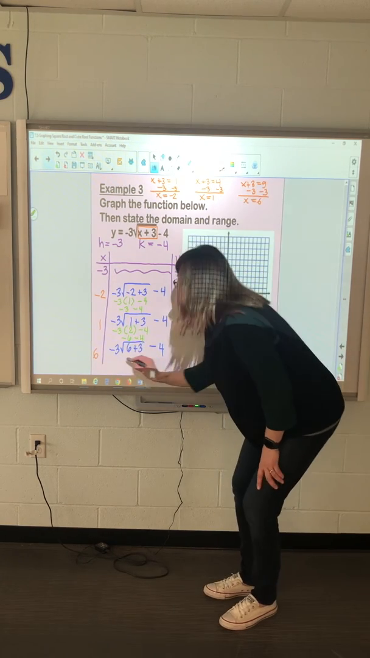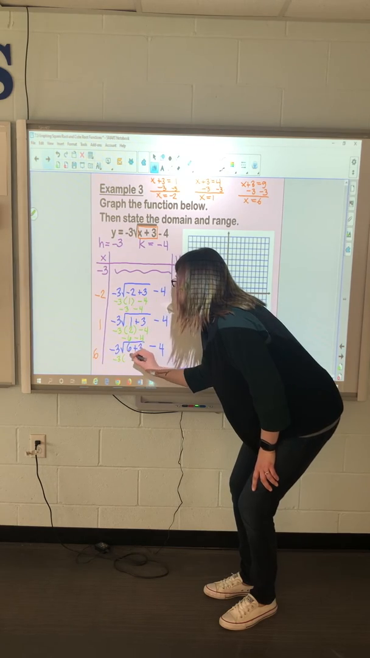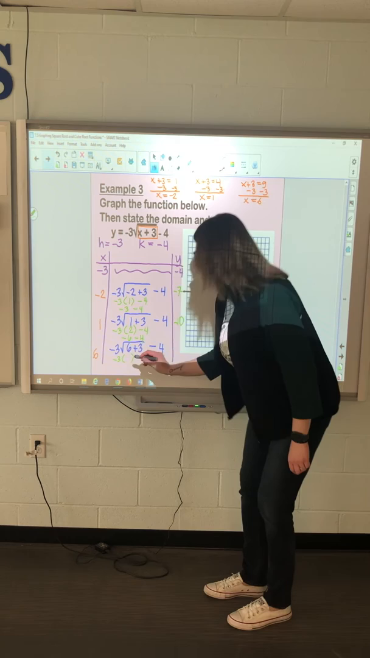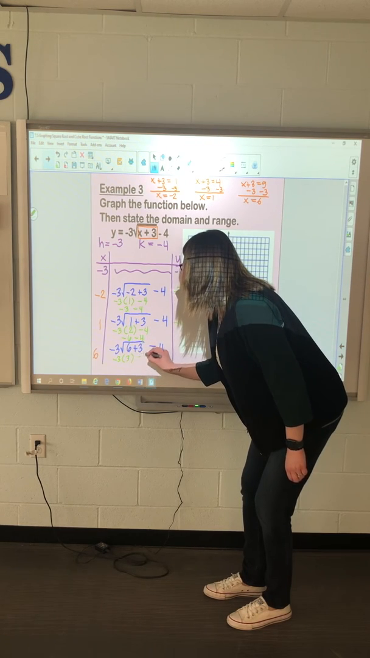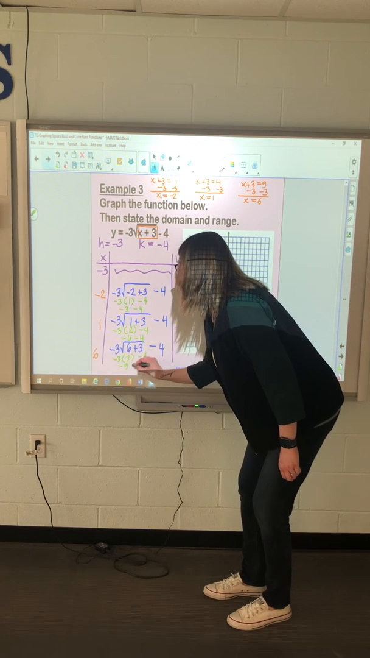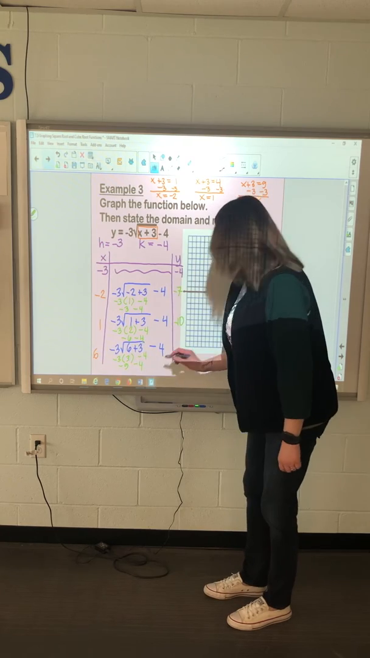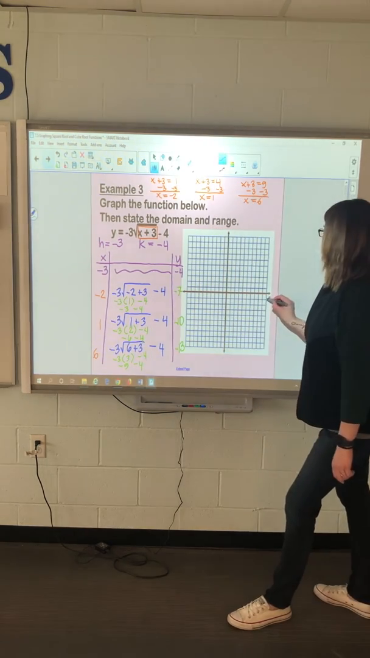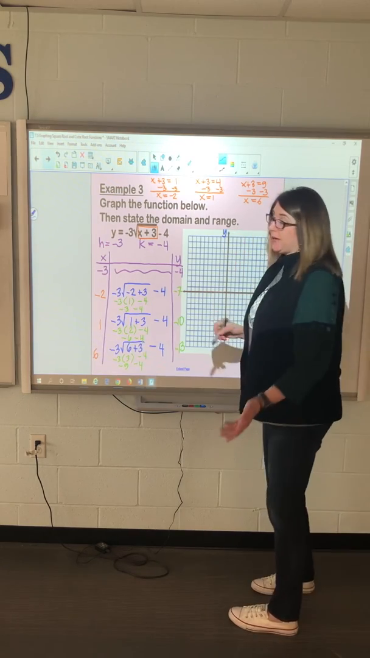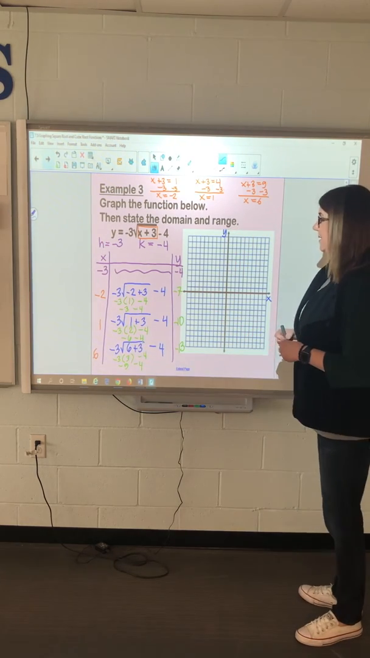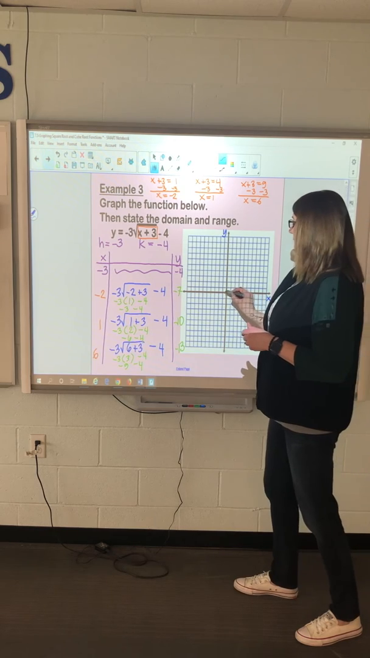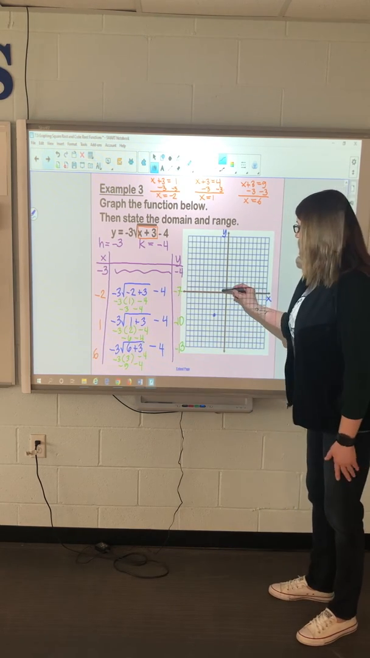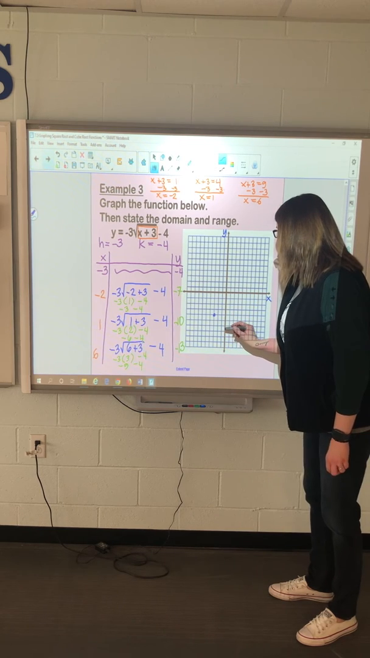So last one, negative 3 times the square root of 6 plus 3, which is 9. The square root of 9 is 3. So we're going to multiply negative 3 times 3, which is negative 9. And negative 9 minus 4 is negative 13. So I'm going to graph. Got to start by labeling my x-axis and my y-axis. My starting point is at negative 3, comma, negative 4. Then I have negative 2, comma, negative 7.